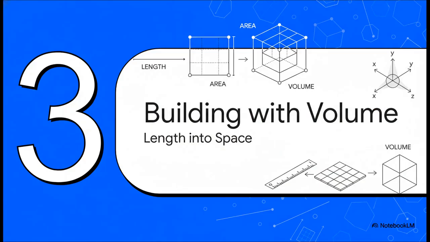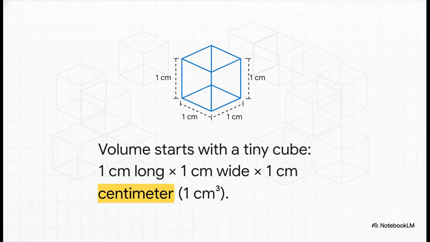Okay, next up, volume. This is where the metric system gets really cool, because it shows how volume isn't some separate, new idea. It's actually built directly from the length that we just measured. It all starts with a tiny little cube. Just imagine a little box that's 1 centimeter long, 1 centimeter wide, and 1 centimeter high. The space inside that box is what we call 1 cubic centimeter. And this tiny cube is our fundamental building block for all metric volume.